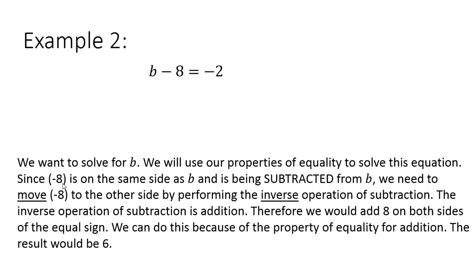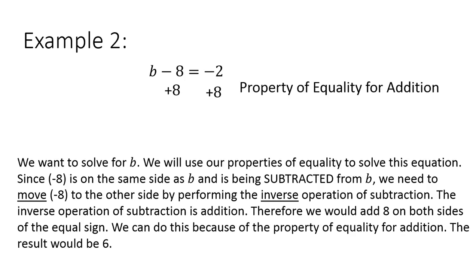So since negative 8 is on the same side as b and is being subtracted from b, we need to move negative 8 to the other side by performing the inverse operation of subtraction. The inverse operation of subtraction is addition. Therefore, we're going to add 8 on both sides of the equal sign. And we can do that because of the property of equality for addition.